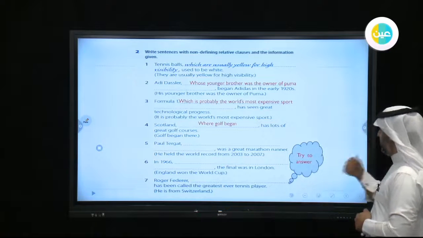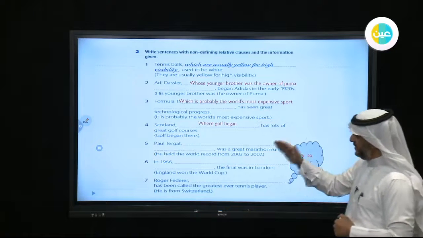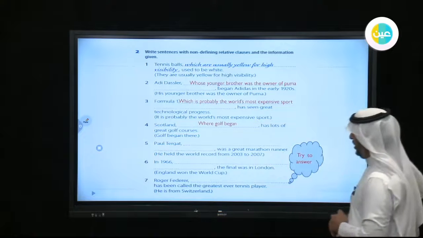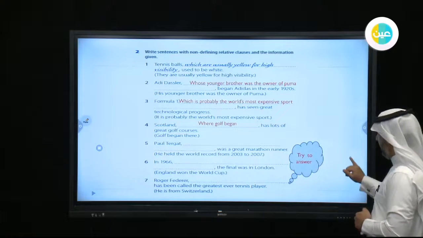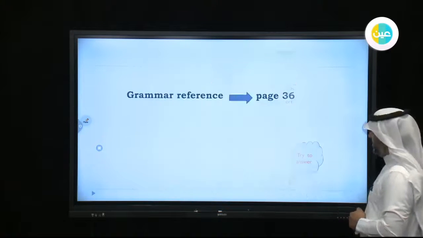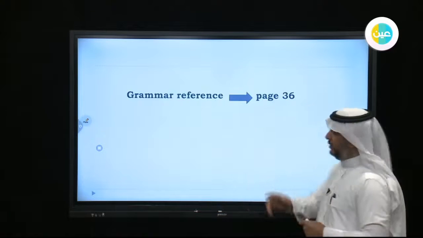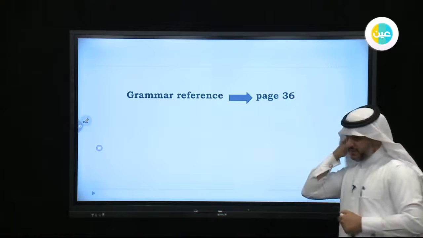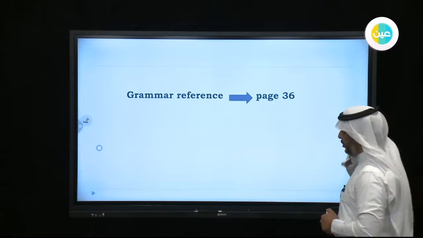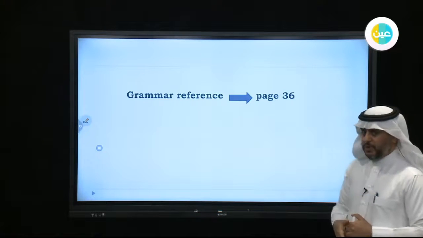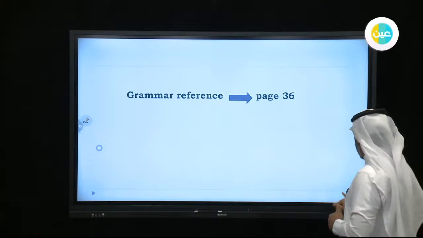Think, please. So try to answer numbers 5, 6, 7 as an exercise for you, as homework. Okay, let's turn to another slide. To get more information about grammar, go to page 36 in your pupil book. Next.